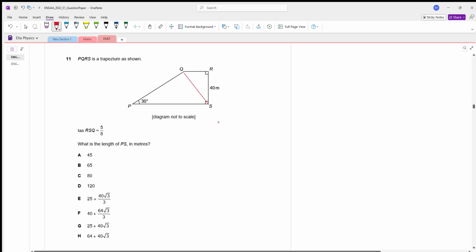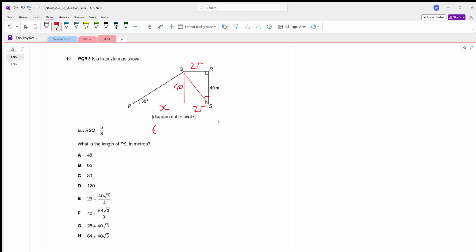There, tan is opposite over adjacent, so that's the adjacent, that's the opposite. So if that's 5 to 8, then that's 40 to 25. Gotta just draw it as a right angle, that's easier. So that's 25 and that's 40. What is the length of PS in meters? Okay, so I've already got part of PS, 25. I just need to find this.